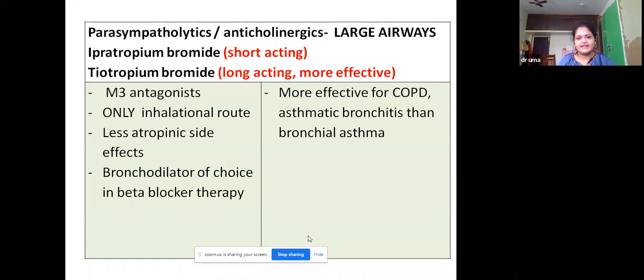And coming to the next group, anticholinergics or parasympatholytics. Their main action is on the larger airways, so they are more effective in COPD than in bronchial asthma. There are two drugs, ipratropium bromide and tiotropium bromide. Among these, ipratropium bromide is short-acting, and tiotropium bromide is long-acting and more effective. They are M3 antagonists, so the anticholinergic side effects are very few with this group. This drug is given only through the inhalational route. This is the bronchodilator of choice in patients who are undergoing beta blocker therapy.